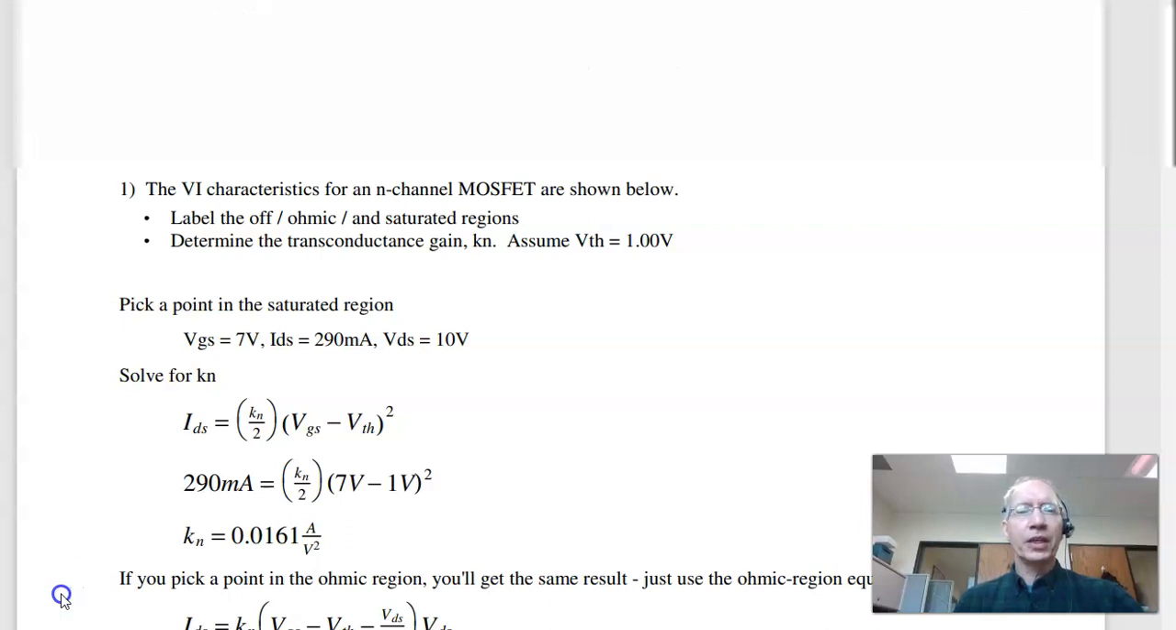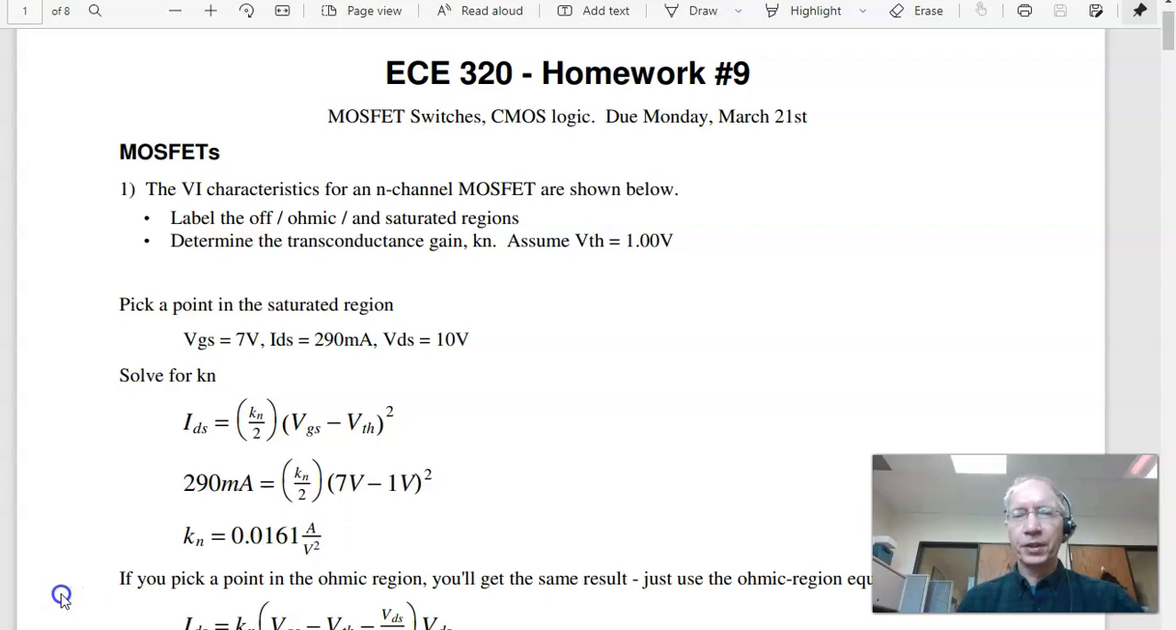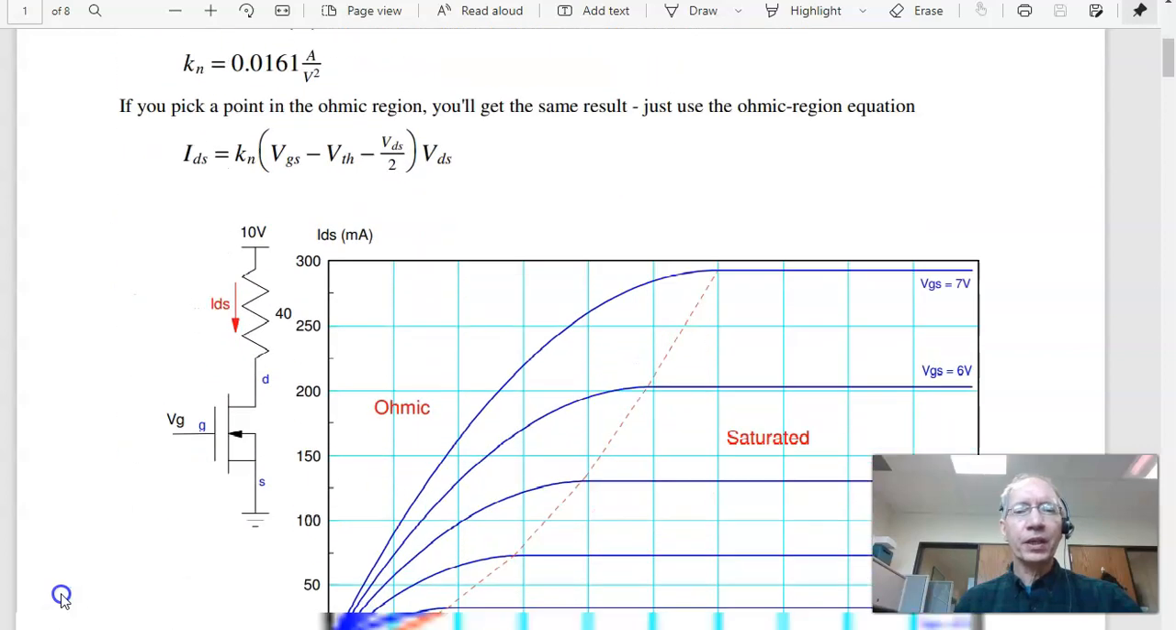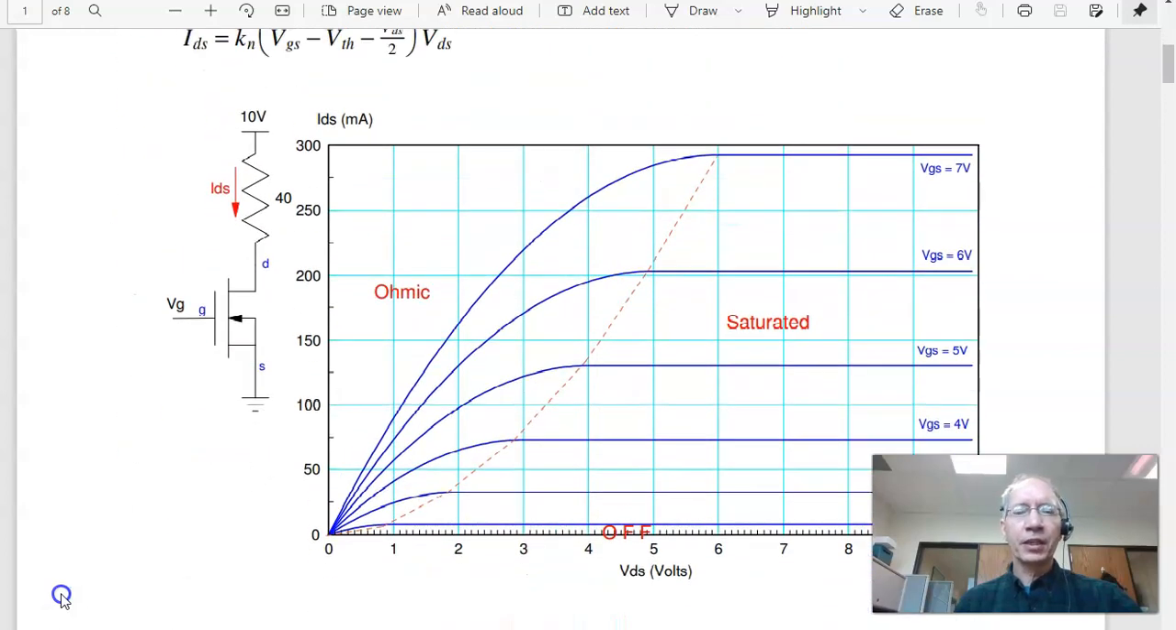Welcome to homework set number 9 for ECE 320. This homework set looks at MOSFET switches and CMOS logic. The first problem is, given this MOSFET, determine K sub n, label the regions.